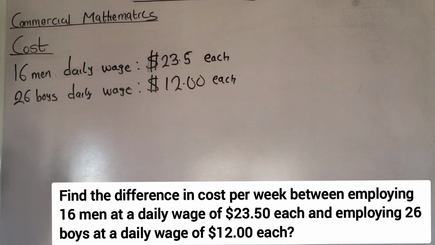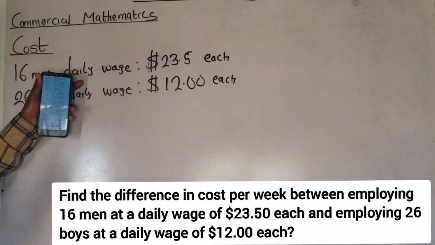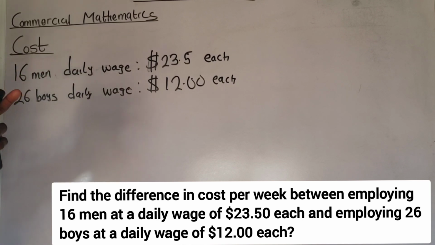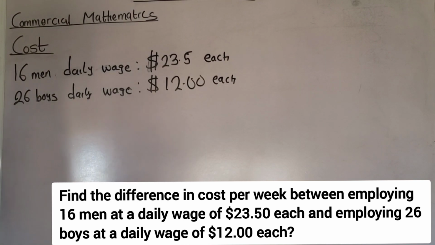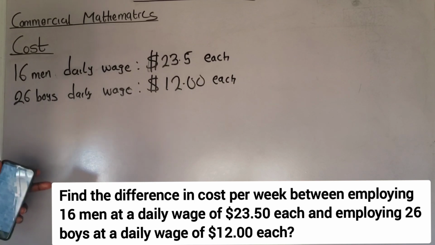Now, for the daily wage, we first have to calculate the total cost of each group. We first have to calculate the total cost for 16 men and we also have to calculate the total cost for 26 boys. You understand? The cost of employing 16 men separately and the cost of employing 26 boys separately. So let's proceed.